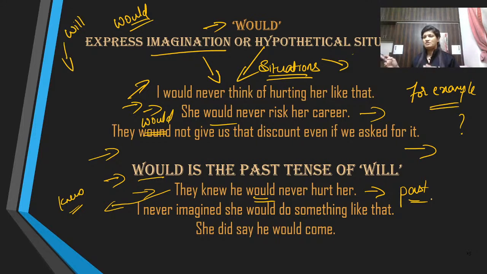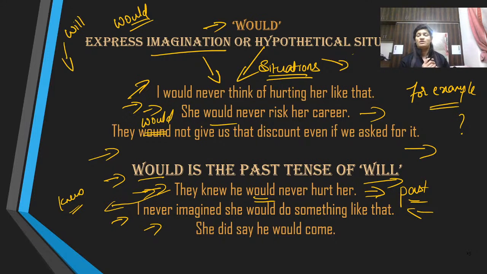They knew he would never hurt her. Something might have happened. Maybe there must have been a clash or something, and a situation has happened, and people are commenting after that. They are saying, I knew he would never hurt her. So the action is completed. You are now commenting upon a completed action. I never imagined she would do something like that. Now here, something has already happened, and now we are commenting about it like this. She has done something unbelievable, and the speaker is now commenting. I never imagined she would do something like that, which she has already done.